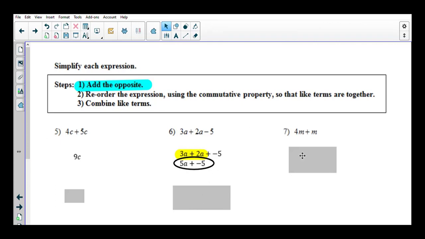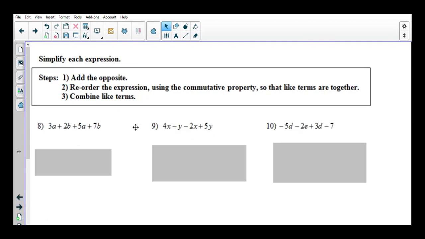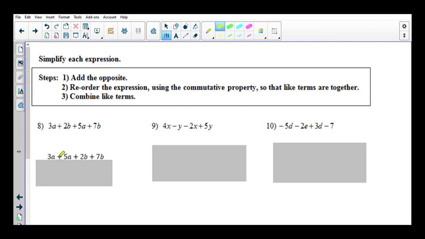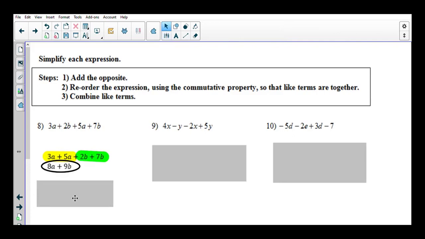Number 7, I do suggest rewriting this as 4m plus 1m. Add that coefficient in front of the m. And they are already like terms. They're already being added. 4 plus 1 is 5m. All right. Number 8, just a reminder for those rules, I have them again. In number 8, I do not need to add the opposite, but I am going to rewrite it so the a's are side by side and the b's are side by side. 3a plus 5a is 8a. 2b plus 7b is 9b. So we end up getting 8a plus 9b.